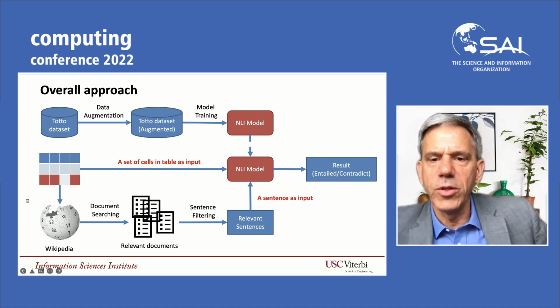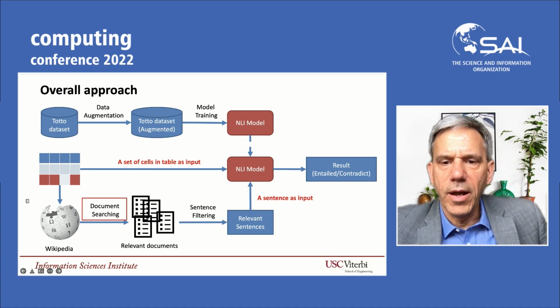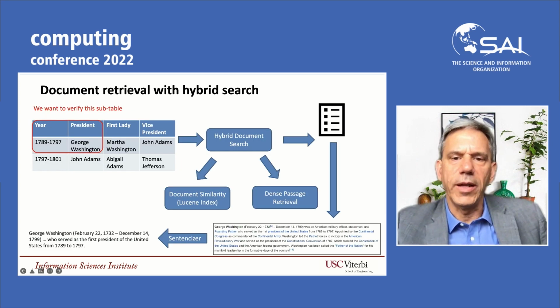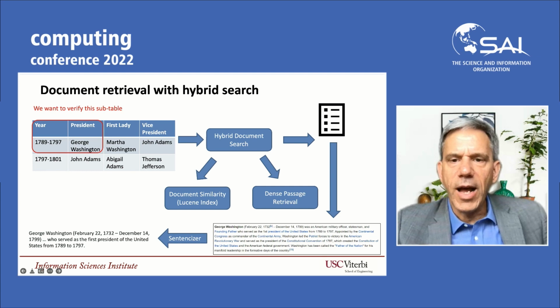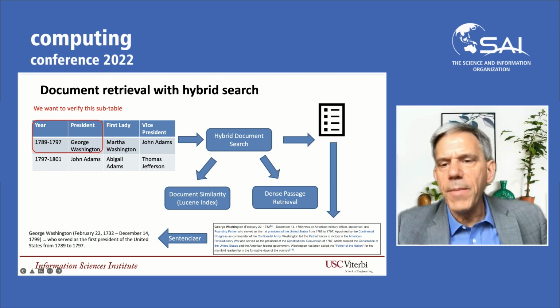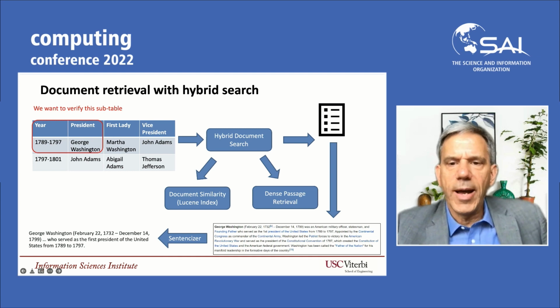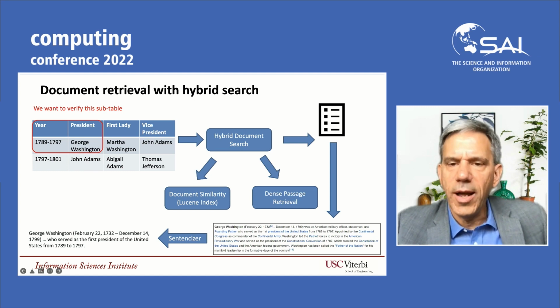Now what I'm going to do is walk through each step shown in this diagram and explain in a little more detail how they work. The first one is document retrieval, right? We want to retrieve the set of documents that correspond to the set of information. You can think of this little red square box as a subtable here. Then we're going to do a hybrid document search, where we use a couple of different search methods. One is document similarity, which is essentially what search engines do. It uses what's sometimes called TF-IDF to find all the documents that are similar.